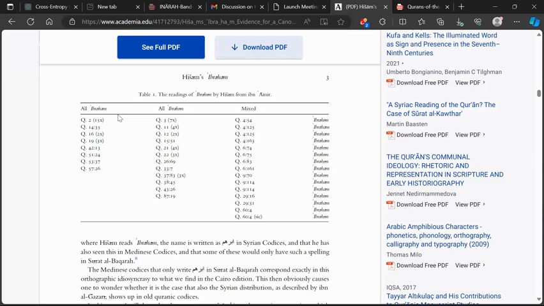But the actual claim made by people, even by the Muslim tradition itself, is that Ibrahim is only spelled without the ya in Surah Al-Baqarah. I'm saying that it's a bit more random than that.